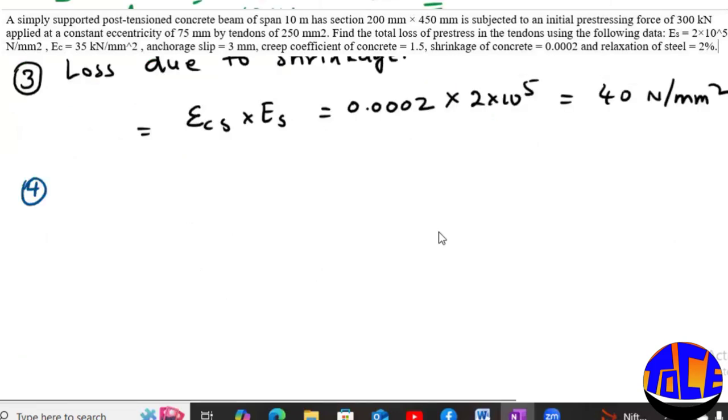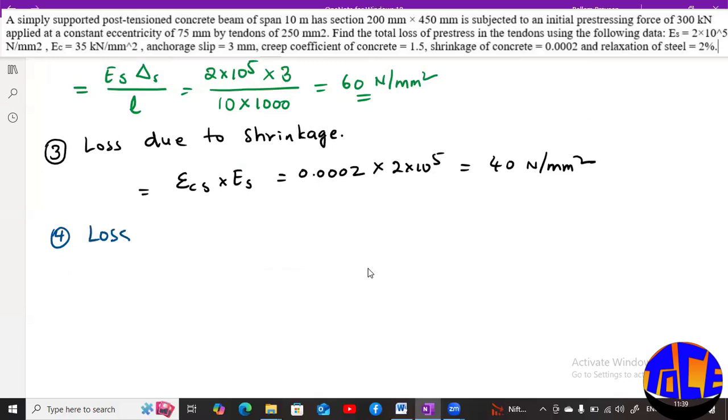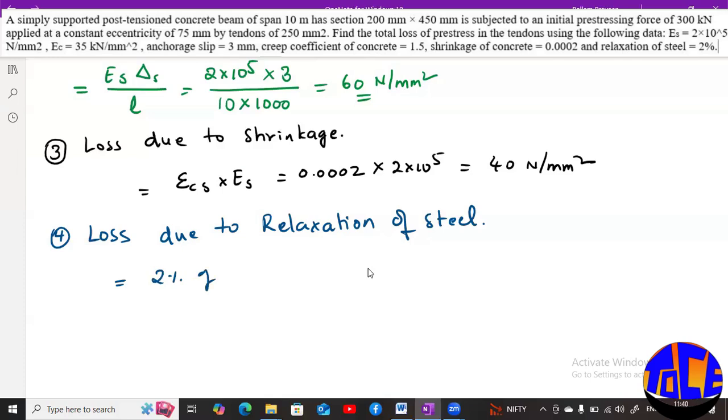Now, what is the loss due to relaxation of steel? For the loss due to relaxation of steel, we simply take some percentage of the initial stress in the steel. If it is not mentioned in the question, we usually take 5%. If it is mentioned in the question, we take whatever percentage is mentioned as the loss due to relaxation. In the question it is mentioned as a 2% loss of initial stress in steel. For that reason, we first need to find the initial stress.